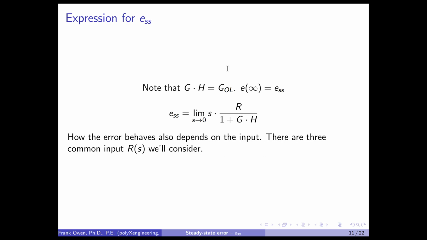So let me get back to where we were. The error depends upon the input. Obviously, the R is in there. And we will consider it depends upon the input, and it depends upon the open loop transfer function. So we're going to consider 3 common inputs that are put into systems, and I'll talk about those next.